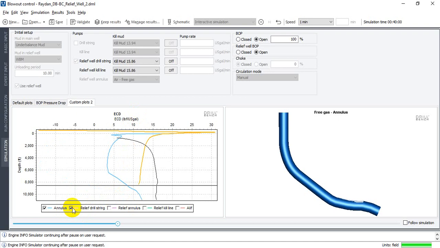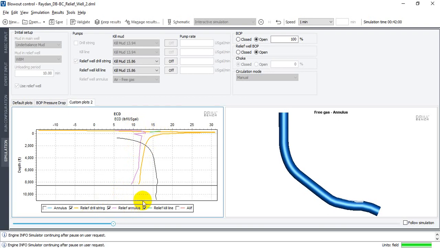At the relief drill string, inside the second well, the relief well, which is the intersection with the main well at 8,200 feet, it is 10.3 the density at the relief drill string, but at the relief annulus, it is less than inside the relief drill string.